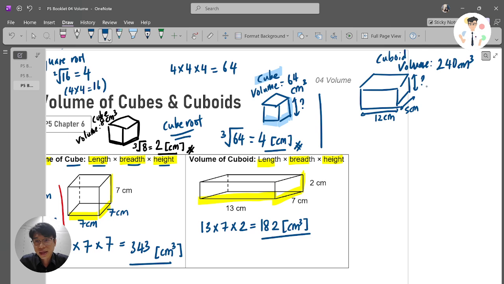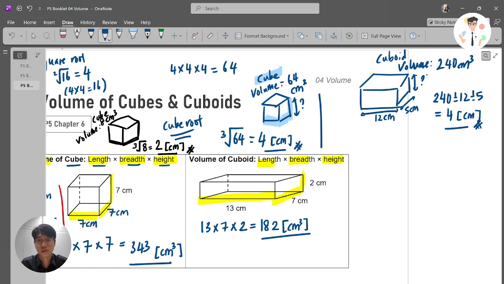Now, how do you find the height? Again, what we do, we reverse. How do we reverse? We know that 12 times 5 times here gives you 240. So if I want to find the height, basically I would just divide. 240 divide by 12 divide by 5. Of course, you can use calculator. If you can do mental math, that's good. And your answer is supposed to be 4 cm. And that's it. So the answer here is what?